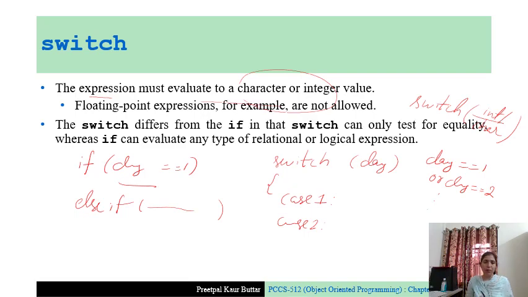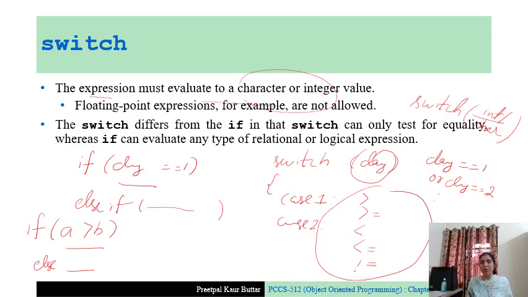But can we compare two numbers using switch? For example, we can do this using if. If A is greater than B, then do this, else do this. Can we do this using switch? No, we cannot do this using switch. We cannot check for greater than or equal, less than or equal. We can check only for equality. We cannot check for not equal also. So we can check only for equality.